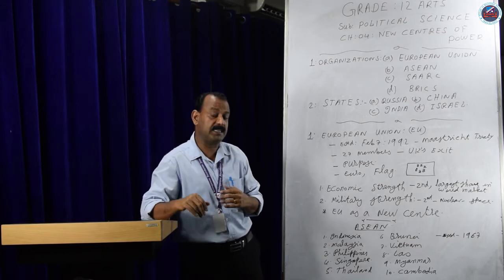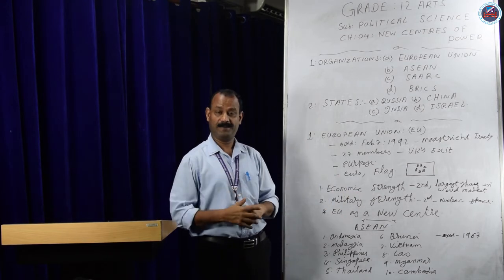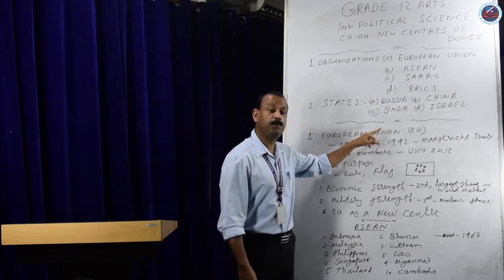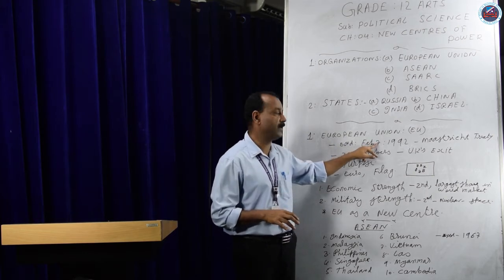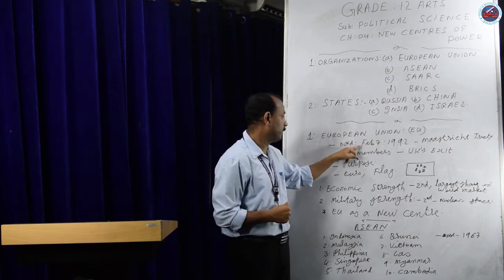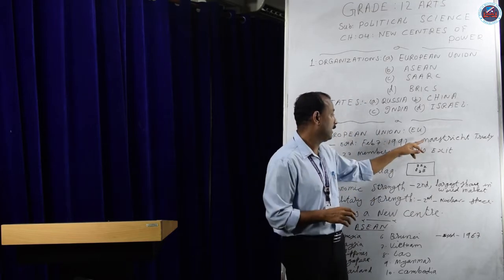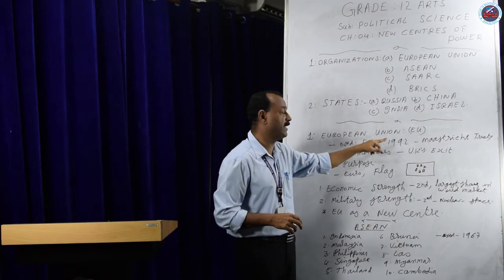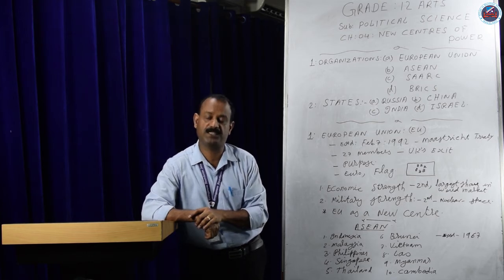And after the disintegration of USSR in 1991, they became more interested. They became more active, and the European Union was finally established on February 7, 1992, by a treaty signed by the European countries called the Maastricht Treaty. With that, officially the European Union came to exist.